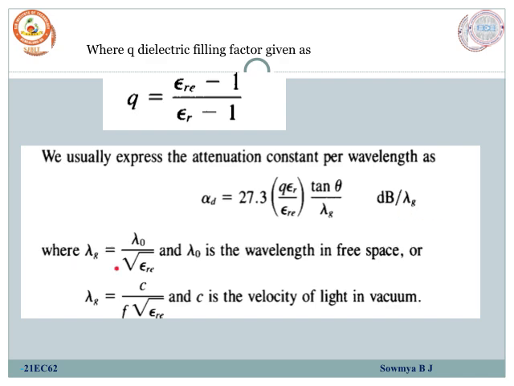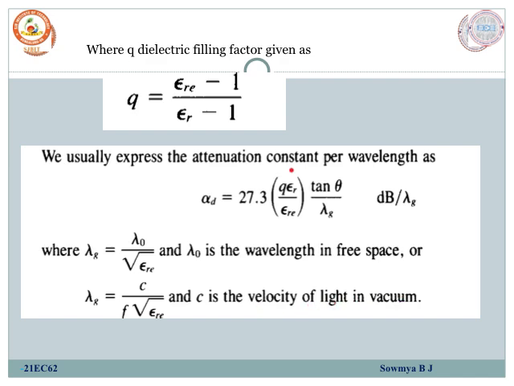Here the lambda g is equal to lambda naught divided by square root of epsilon r e, and lambda naught here again is the wavelength in free space. This can also be written as lambda g is equal to, since lambda naught is wavelength in free space, c by f. So in the place of lambda naught, substitute c by f into square root of epsilon r e. Here c is the velocity of the light in vacuum.